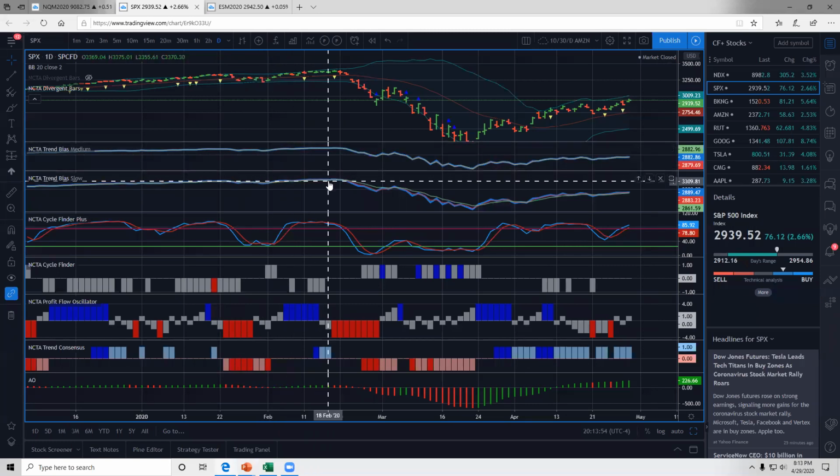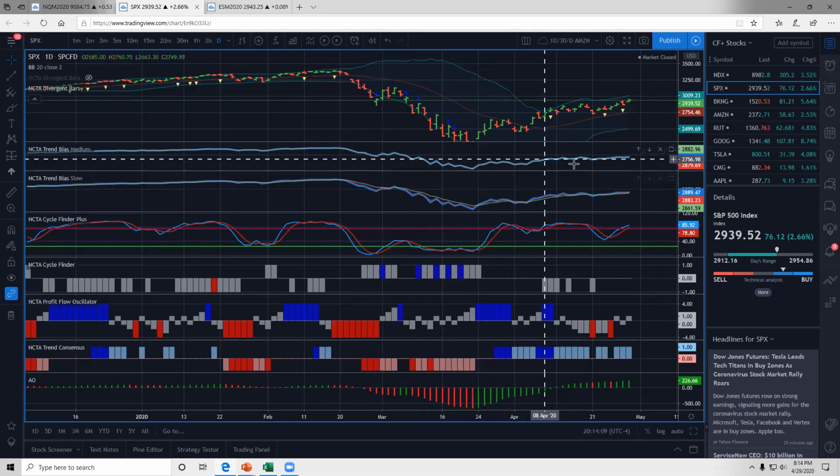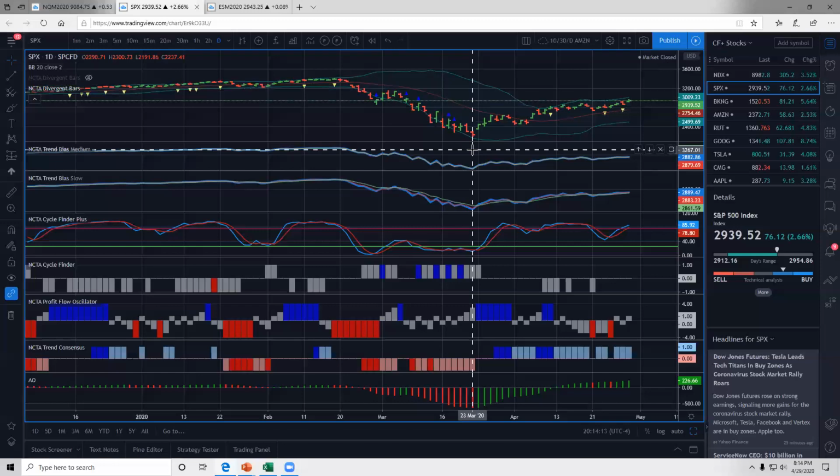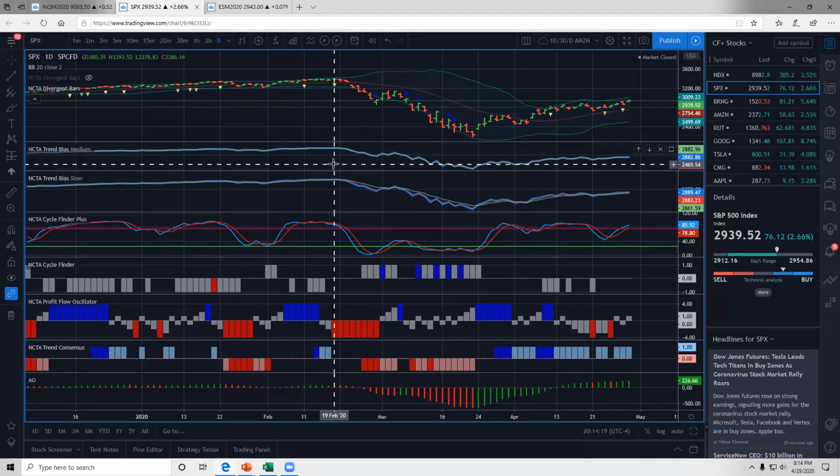But the daily Cycle Finder Plus crossed down on February 18th, and that day the market closed at 33.70, and you can go all the way down to the low, which was on March 23rd, and that day the market closed at 22.37. That was a technical move right there.